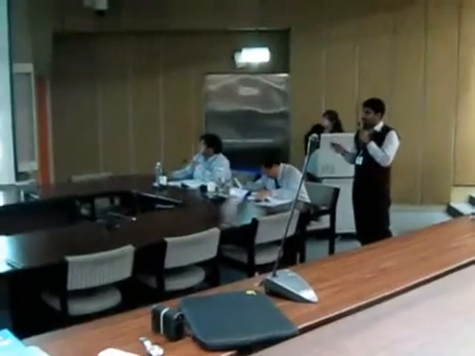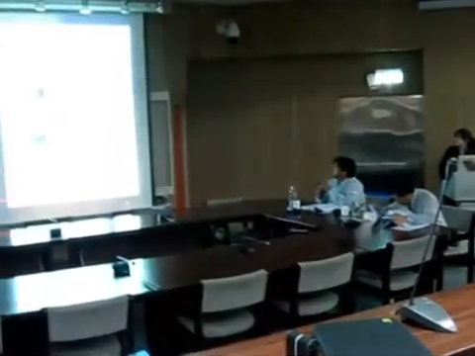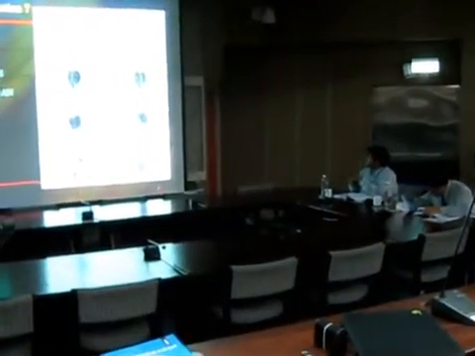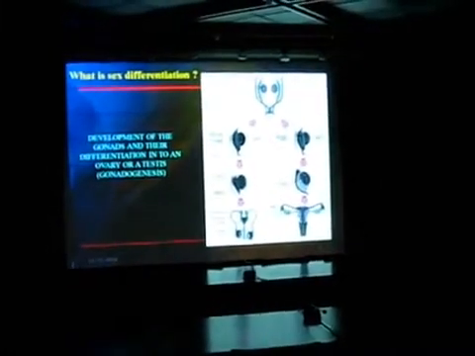So what is sex differentiation? Sex differentiation is the development of the gonad, the differentiation of an undifferentiated gonad into an ovary or testis. This normally occurs in mammals. It's also called gonadogenesis. So what about teleosts?